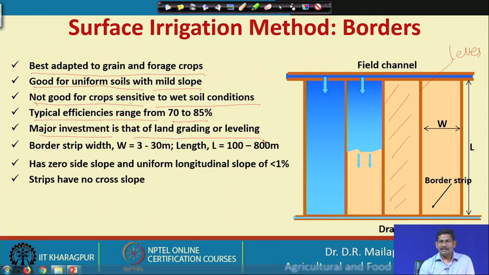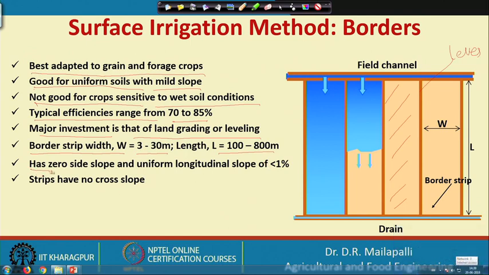Basically, if the land is not leveled properly, the water is not going to reach the tail end, and we are not going to achieve a uniform distribution of water. And generally the border strip width varies from 3 to 30 meters and the length from 100 to 800 meters. So, such long borders can be seen.